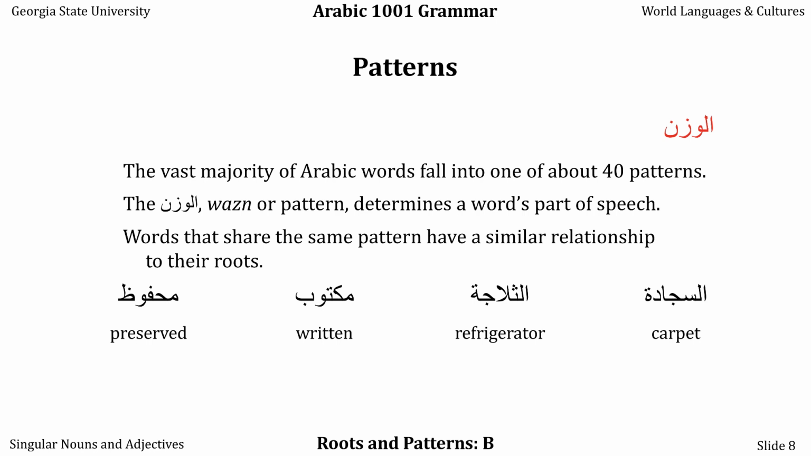We know the kaf ta ba root for writing, and if we put it in this form, mektub, it means written, or sometimes your fate. Mahfuz, also the name of a famous writer, is from the ha fa dha root for to preserve, and it means something that has been preserved.